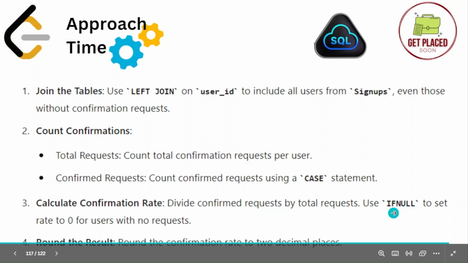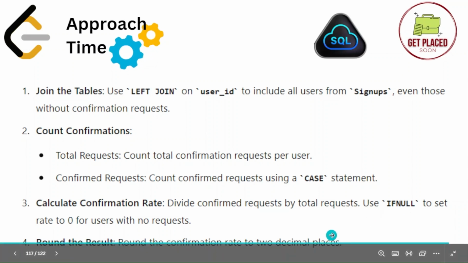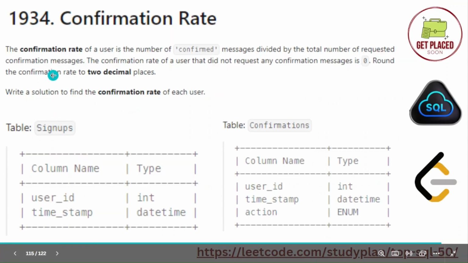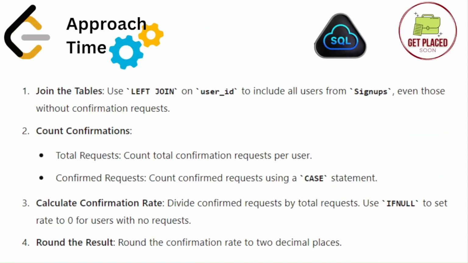We are also going to cover how to write the syntax, so please stay tuned. We will use IFNULL to set the output in a certain way. And the last thing we are going to do is round the result to 2 decimal places. In the question, they have mentioned that whatever confirmation rate you get, you are supposed to round it to 2 decimal places. That also we'll do. These are the 4 things that we are supposed to do.